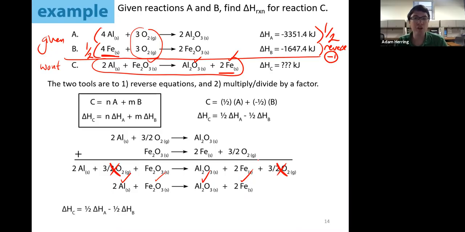Now, to find the energy involved, we take our enthalpy of reaction A times 1/2, minus the enthalpy for reaction B times 1/2. And that's going to get us -852 kilojoules.